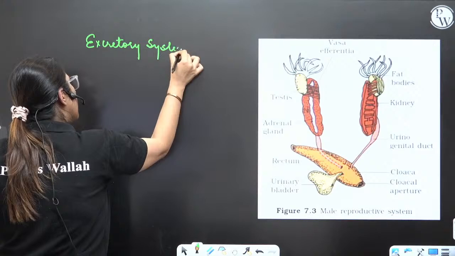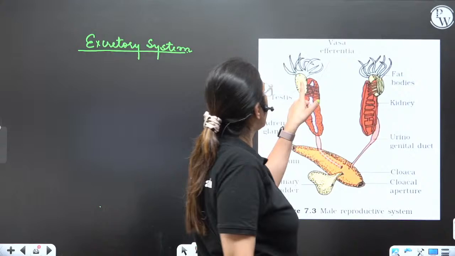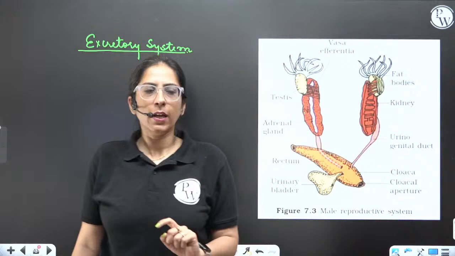Now, excretory systems we will study with respect to the male one and the female one separately, right? Now, here can you see the kidneys are present? One, two kidneys. If you look at the kidneys, you will say, ma'am, both the kidneys do not look alike, but they are alike.